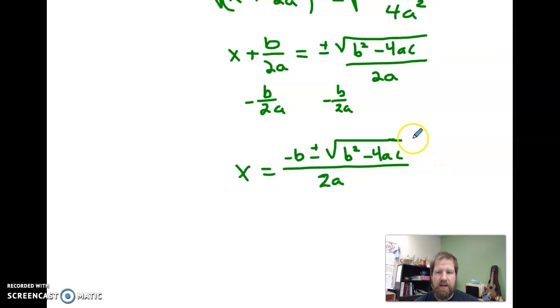The good thing about that is we can plug our values in, okay, and evaluate it and get x every time and get our two values, sometimes 2, sometimes 1, sometimes none, but we'll find our zeros, find our solutions for x.